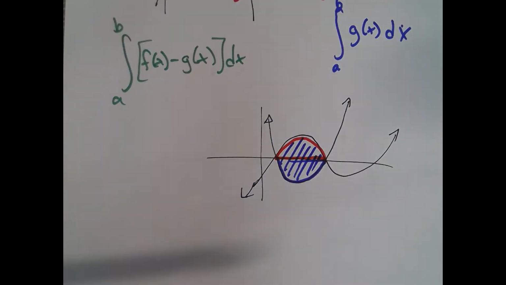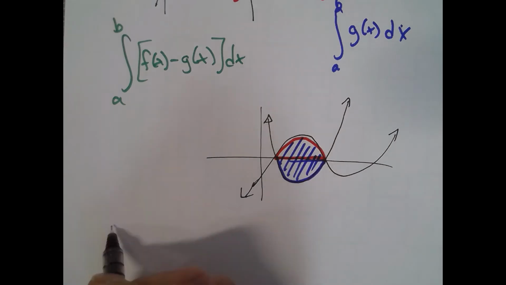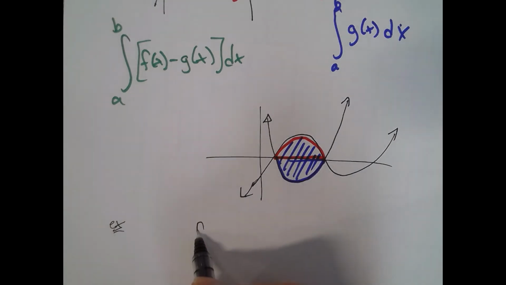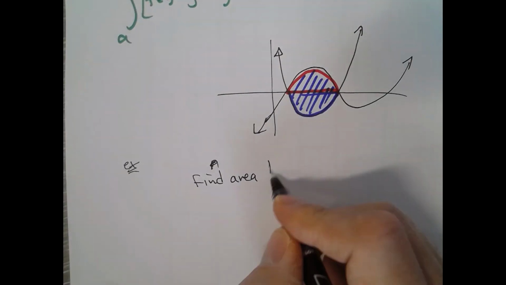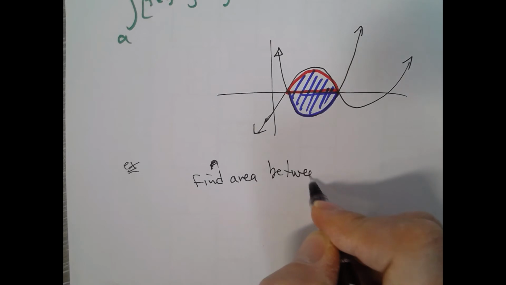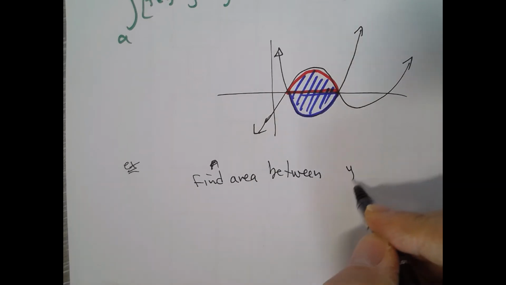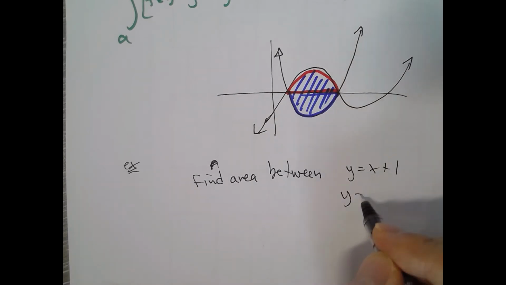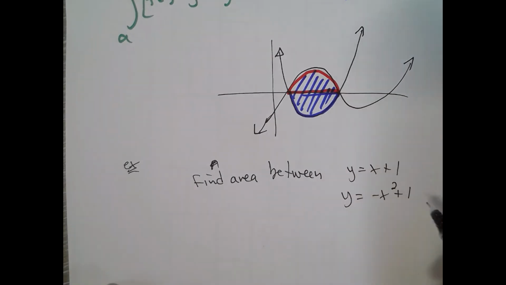Okay, so let's try an example. We'll do one that factors. Let's find the area between y equals x plus 1 and y equals negative x squared plus 1. Find the area between those two curves, even though one's a line and one's a parabola.